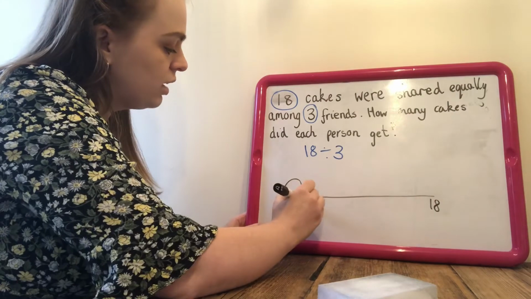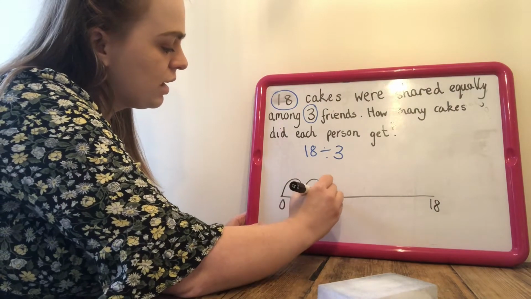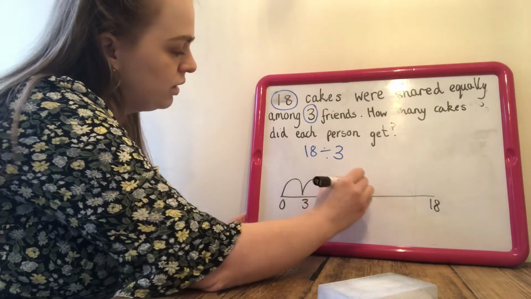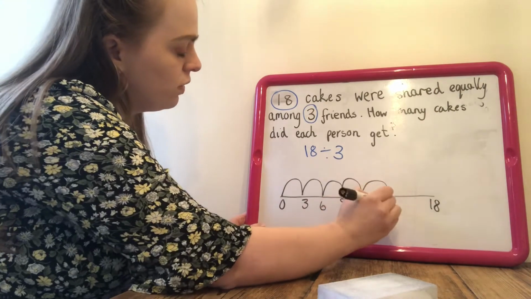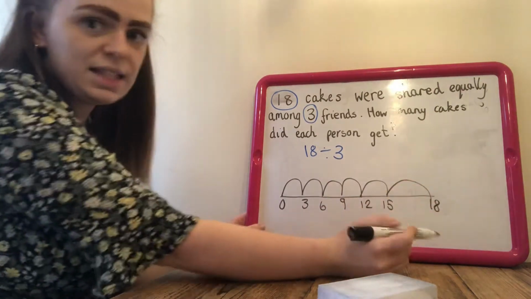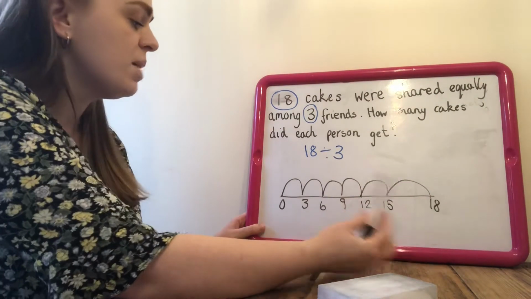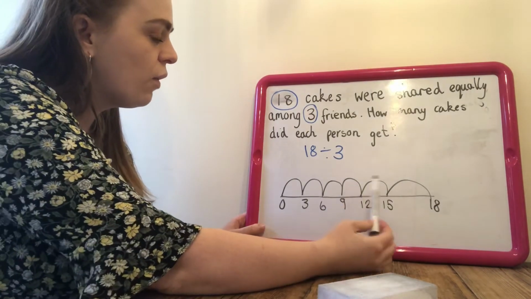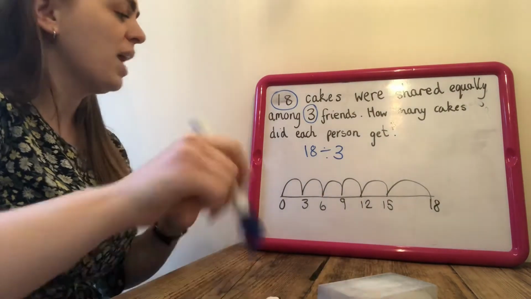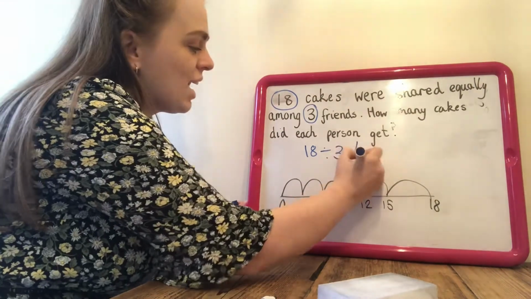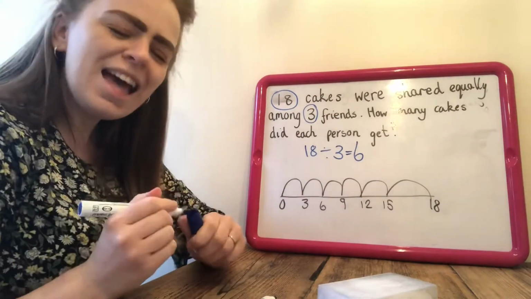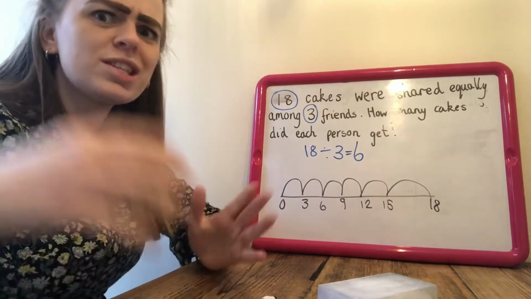So 3, 6, 9, 12, 15, 18. Right, now let's count how many jumps of 3. 1, 2, 3, 4, 5, 6. Okay, so my answer is 6. But wait, is my answer just 6?